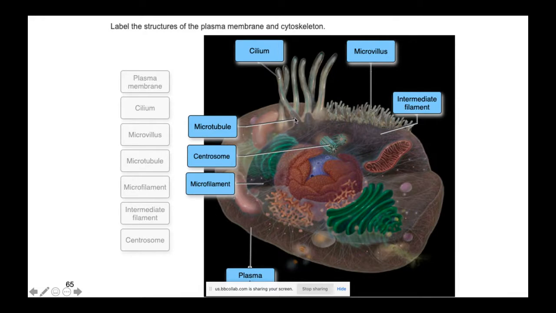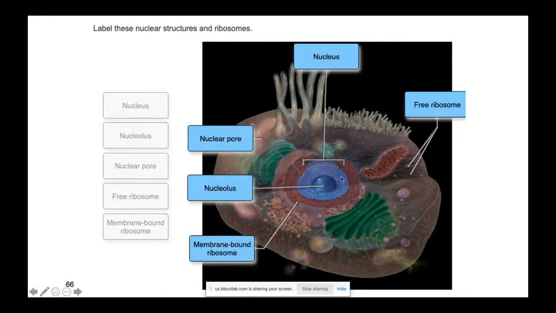So the microtubules are the larger proteins. Then we have the microfilaments, which are the thinnest proteins. And then you have the intermediate filaments, which are bigger than the microfilaments, but smaller than the microtubules. Here are the centrosomes, composed of those centrioles, which are involved in cellular division. And then here's the plasma membrane, that phospholipid bilayer.